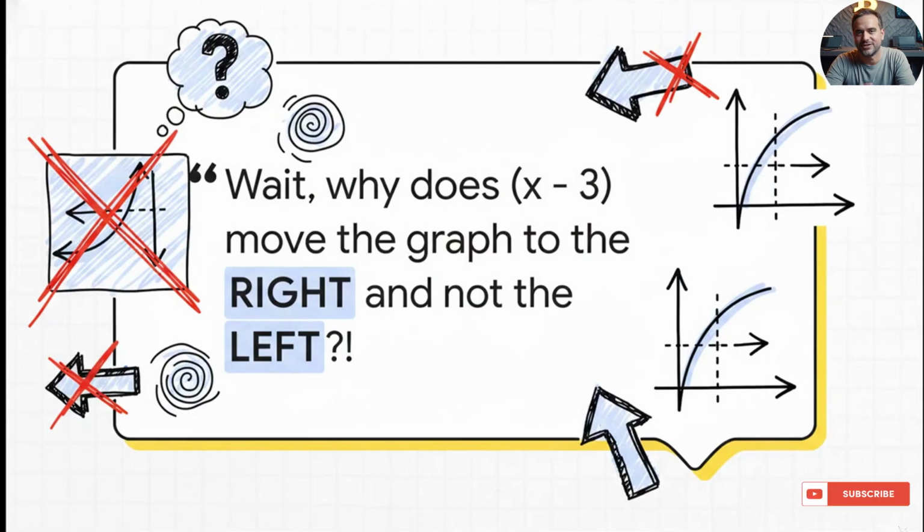And here it is. This is the single biggest point of confusion for pretty much everyone. You see x minus 3, and your brain just screams, move it to the left. But in the world of horizontal shifts, it does the exact opposite. So why? It's a fantastic question, and there's actually a really good reason for it.